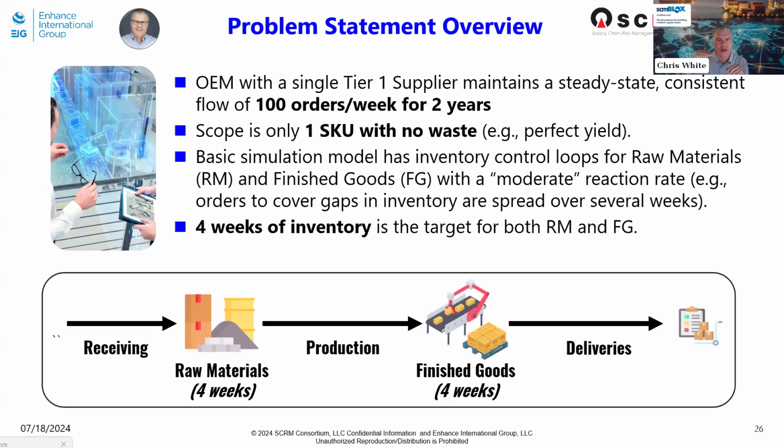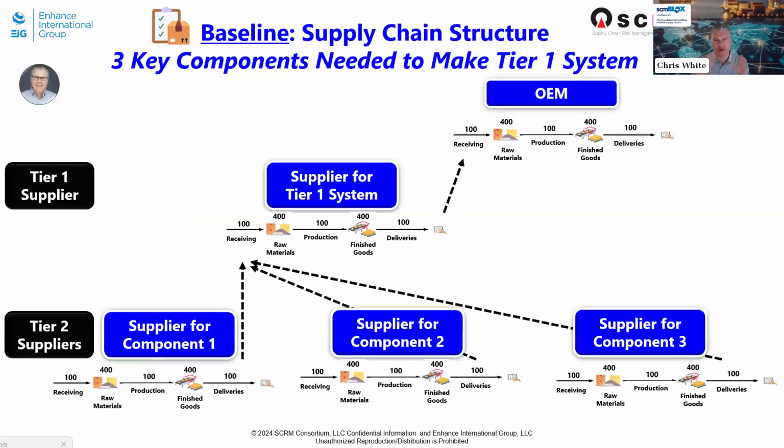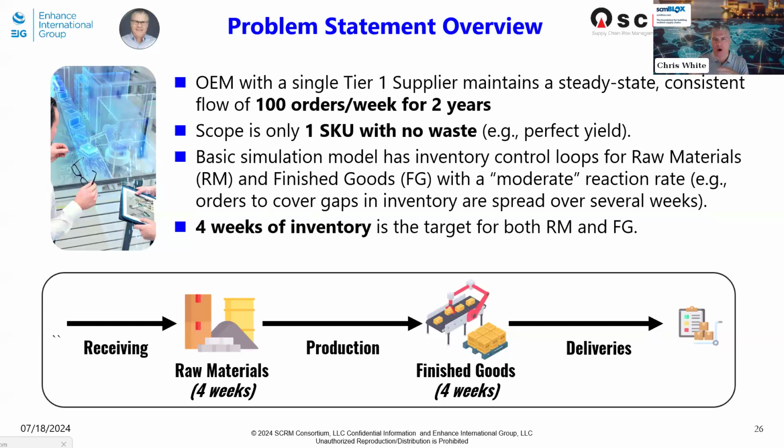The level we're looking at is 100 orders a week. We're going to do a 2-year simulation. So all that's the same. This is representing only one SKU within a company, so just because this SKU goes out or has trouble doesn't mean the whole company does. And there's no waste, just for simplicity. So perfect yield, everything's done. And there are basic inventory control loops in there that are moderate in terms of how they respond to changes in inventory.